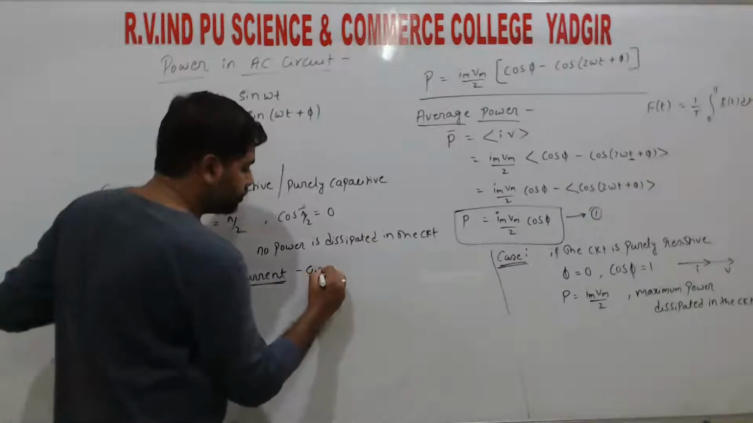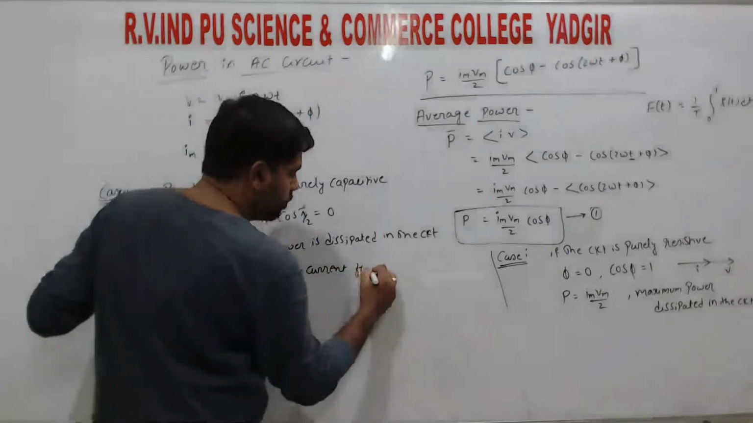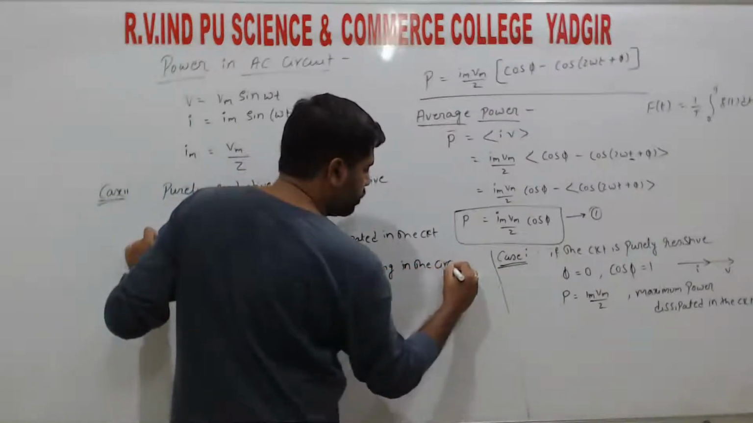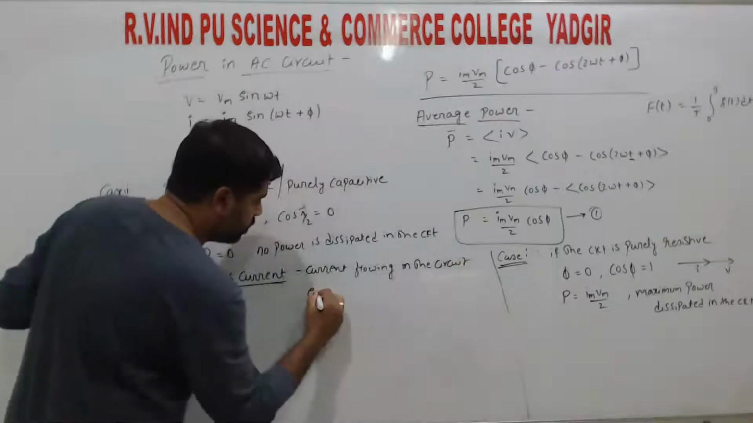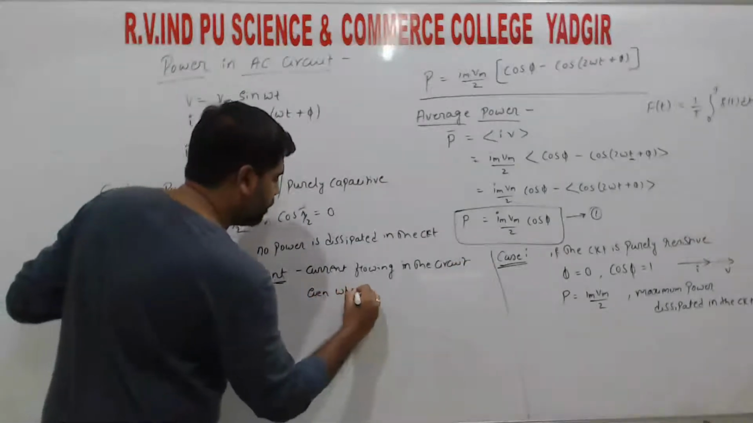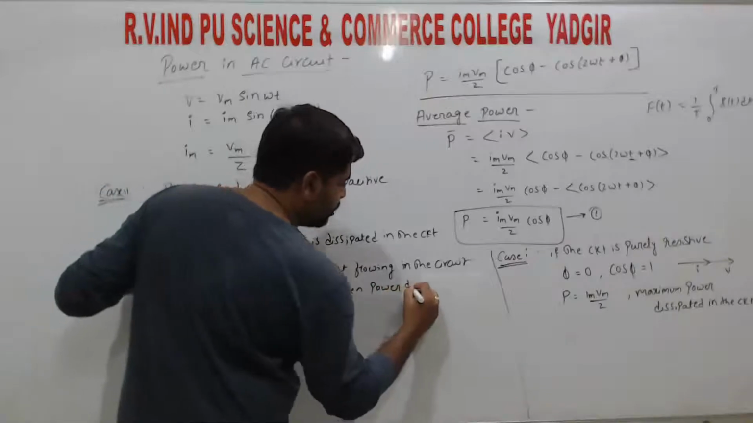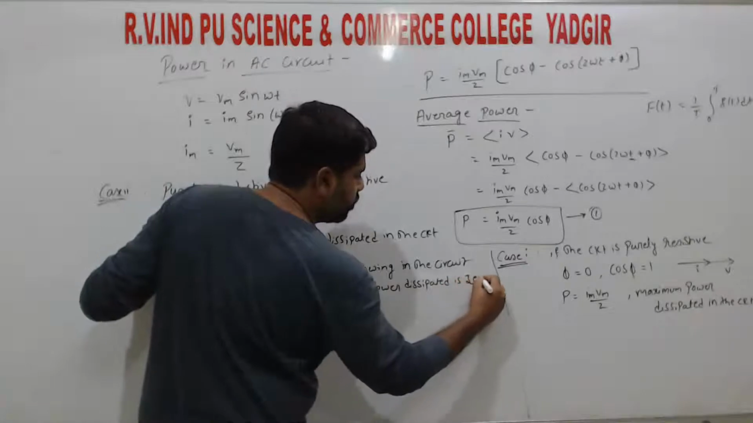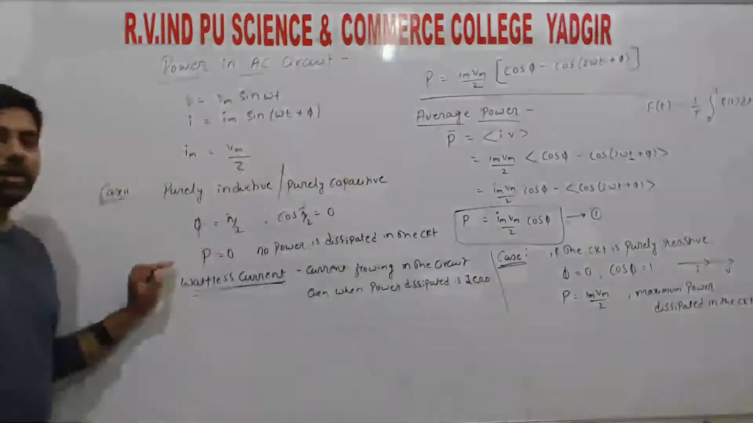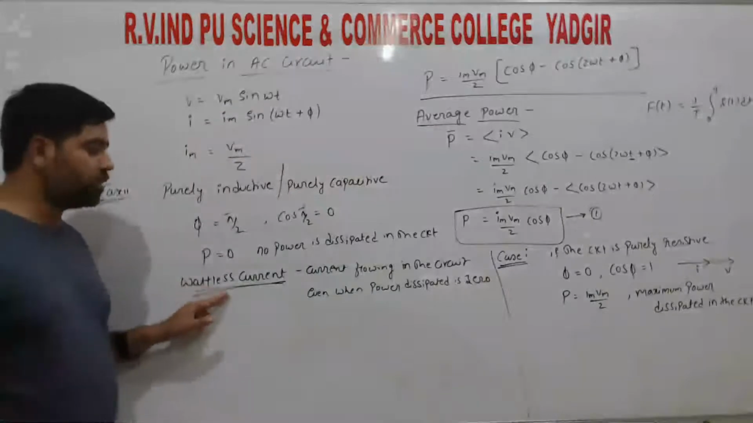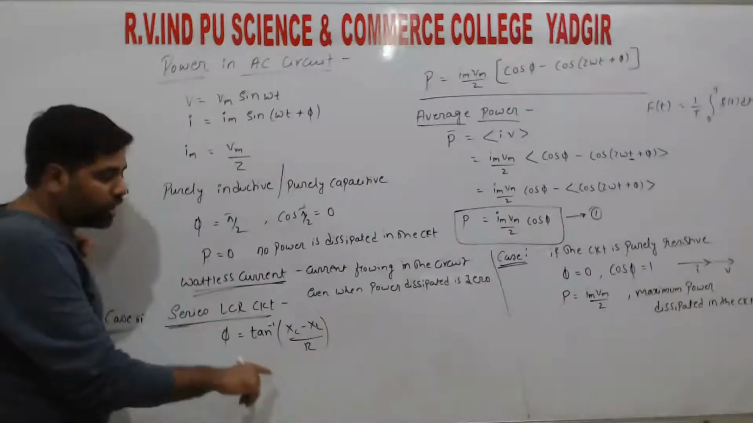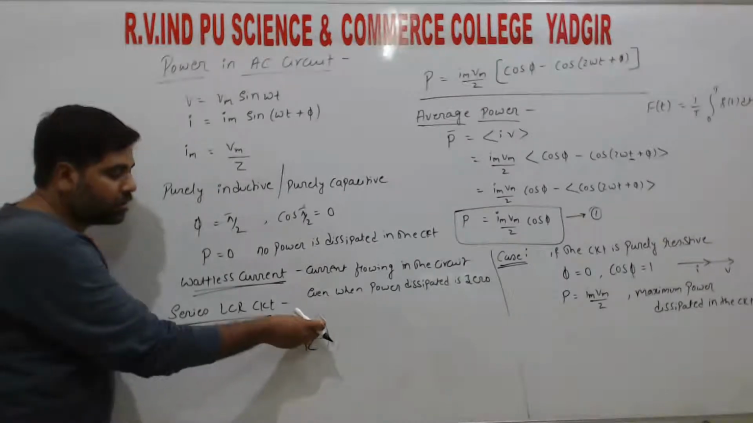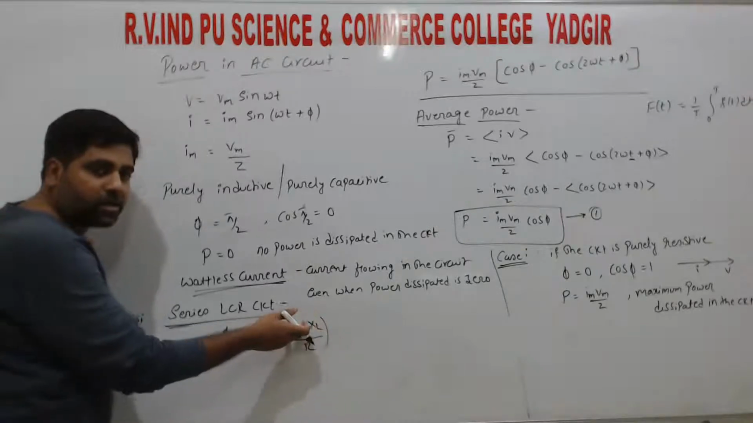This current flows in the circuit even when power dissipation is 0. So even when the power is 0, the current is flowing, and that current we call wattless current. In this circuit we have some resistance, some inductance, that is inductive reactance, and also capacitive reactance.